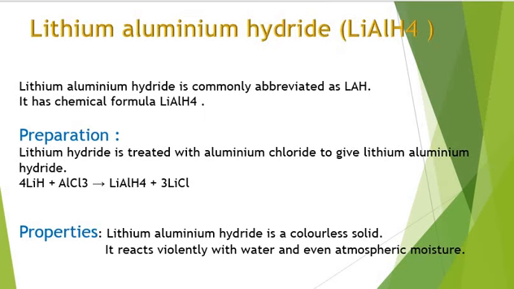Now, another compound, lithium aluminium hydride, LiAlH4. Lithium aluminium hydride is commonly abbreviated as LAH. Its chemical formula is LiAlH4, and it is prepared by treating lithium hydride with aluminium chloride. Lithium aluminium hydride will form along with lithium chloride.